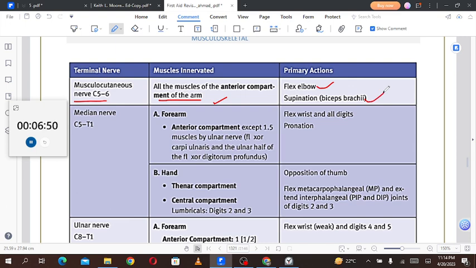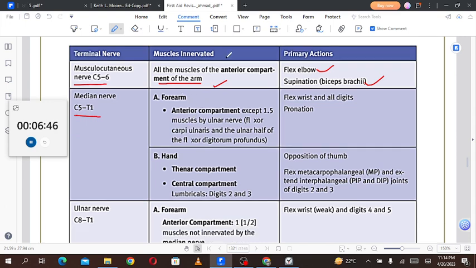Then the median nerve, its site of origin is C5 to T1. In the forearm, the muscles innervated by the median nerve are the anterior compartment, except 1.5 muscles supplied by the ulnar nerve, and that 1.5 muscle is, I guess, flexor digitorum profundus. The ulnar half is supplied by the ulnar nerve. So flexor carpi ulnaris and the ulnar half of the flexor digitorum profundus are supplied by the ulnar nerve, while the rest are supplied by the median nerve. So it flexes the wrist and all the digits, and pronation.